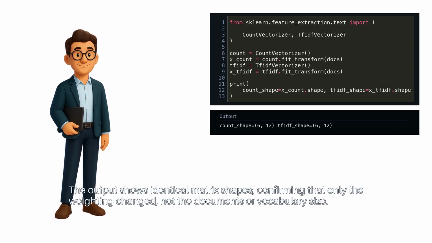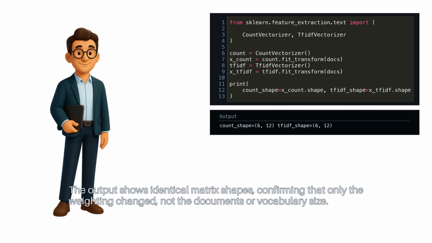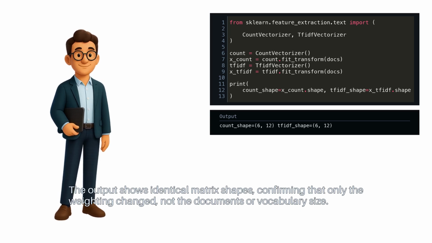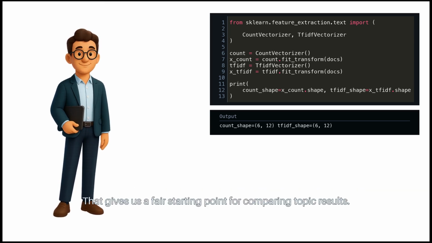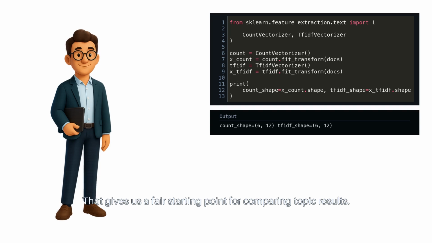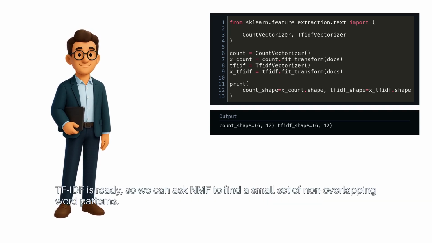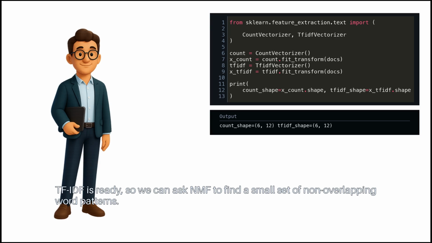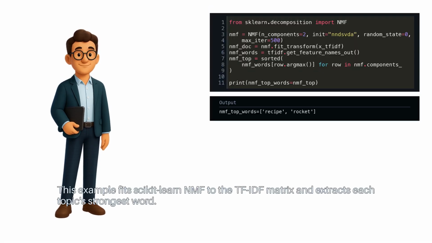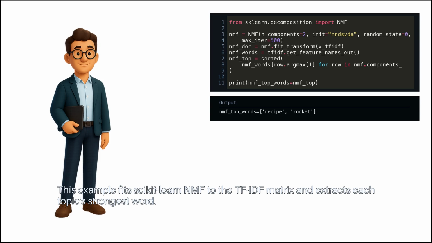The output shows identical matrix shapes, confirming that only the weighting changed, not the documents or vocabulary size. That gives us a fair starting point for comparing topic results. TF-IDF is ready, so we can ask NMF to find a small set of non-overlapping word patterns. This example fits scikit-learn NMF to the TF-IDF matrix and extracts each topic's strongest word.